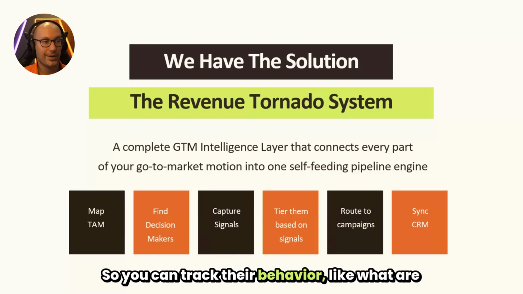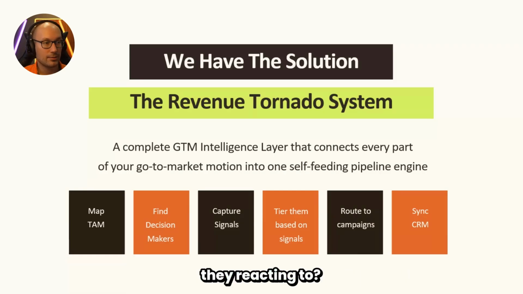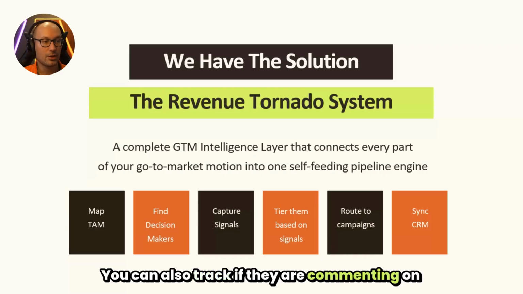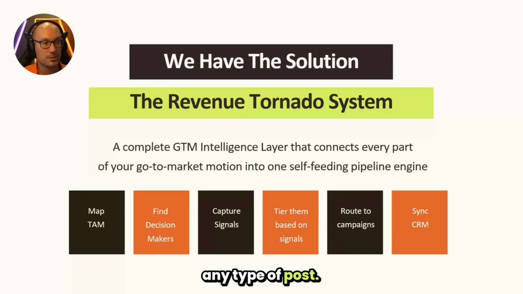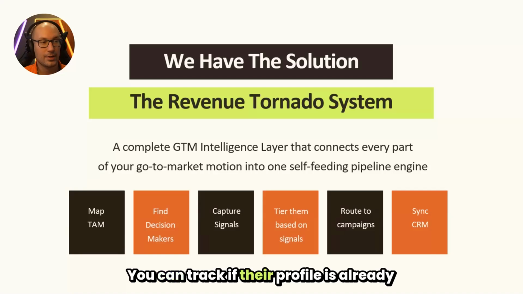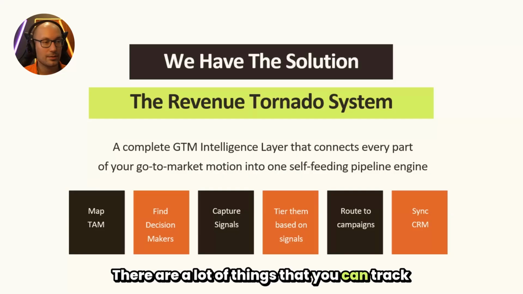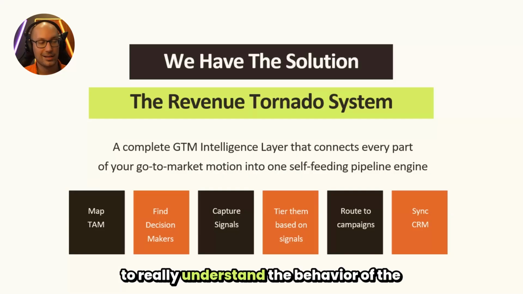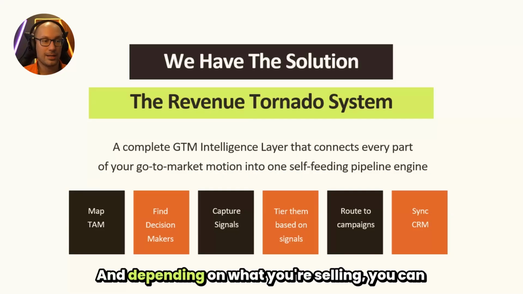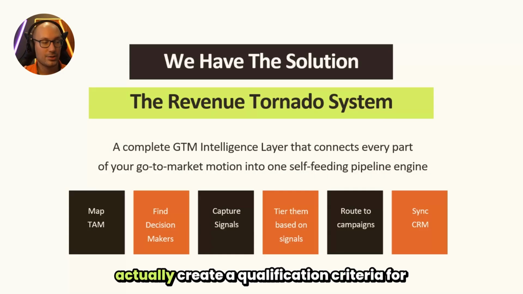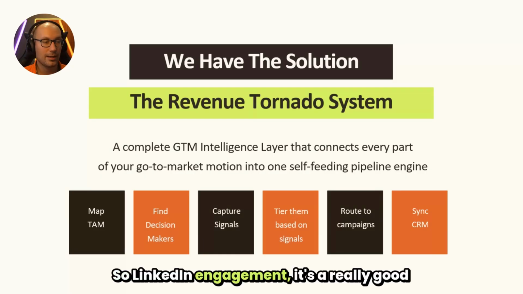So you can track their behavior, like what are they reacting to, who are they following. You can also track if they are commenting on any type of post. You can track if their profile is already filled up. There are a lot of things that you can track to really understand the behavior of the market. And depending on what you're selling, you can actually create a qualification criteria for you. For LinkedIn engagement, it's a really good one.